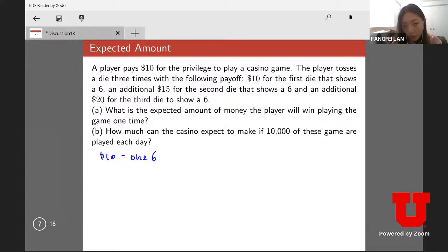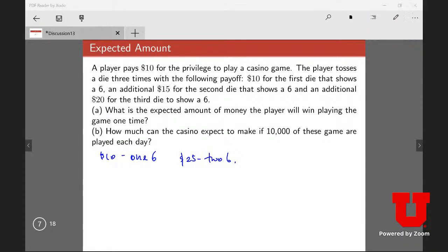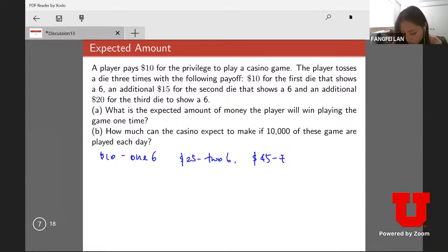How much does the player win if he or she rolls two 6s? $25 total for two 6s. And for three 6s, they get $45 total. Okay, so we're going to do the same thing, right?